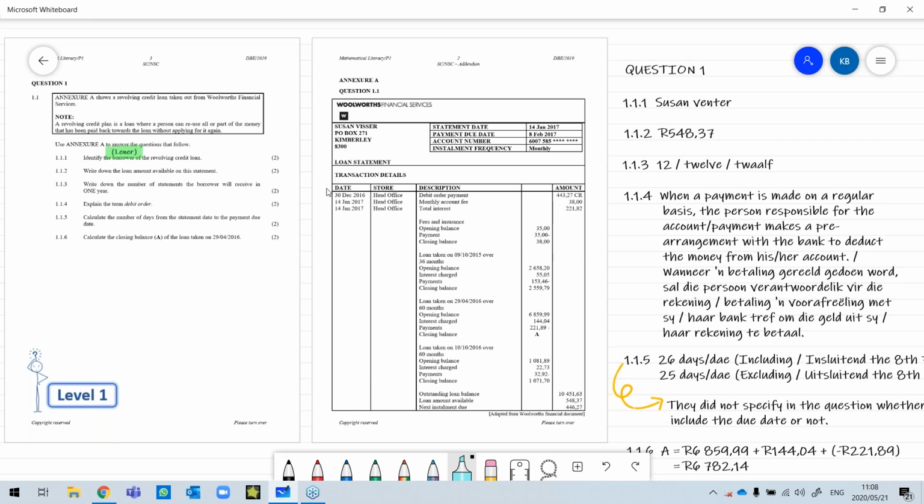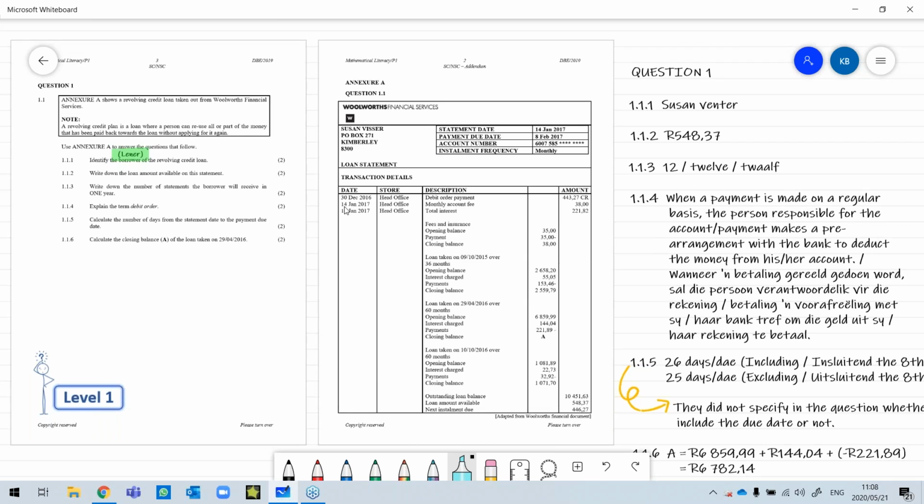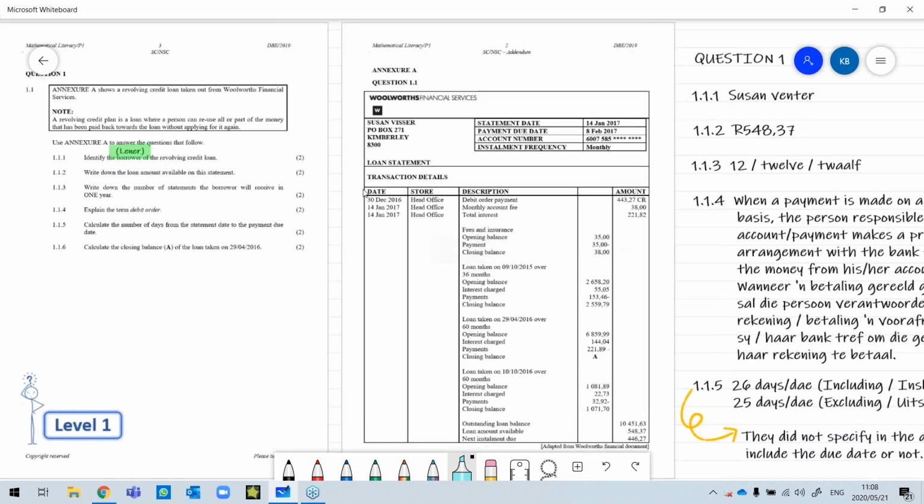So we are going to start off with question 1. Annexure A shows a revolving credit loan taken out from Woolworths Financial Services. Note, a revolving credit plan is a loan where a person can reuse all or part of the money that has been paid back towards the loan without applying for it again. So you will see here to your right is Annexure A. I have included it here. Use Annexure A to answer the questions that follow.